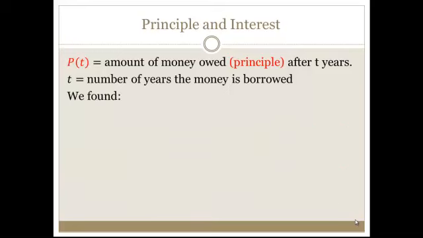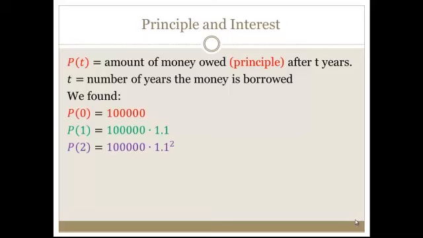Let's look at the pattern we found. P of 0 was $100,000. P of 1 was $100,000 times 1.1. P of 2 was $100,000 times 1.1 squared. P of 3, $100,000 times 1.1 cubed. The pattern becomes even more apparent when we write 1.1 as 1.1 to the first power, and if we write $100,000 as 100,000 times 1.1 to the 0. Remember, if we raise any number to the 0 power, we just get 1.